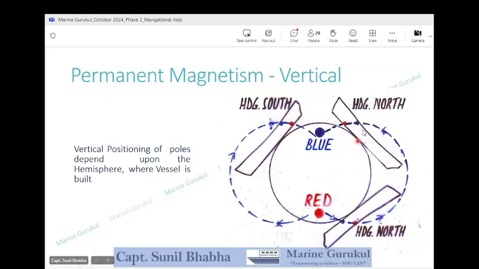So when you come to know the location where the ship is built and the heading on which the ship is built, you can find out easily what is the vertical and horizontal positioning of the poles. So the same thing is mentioned here. Vertical positioning of the poles depends upon the hemisphere where the vessel is built.